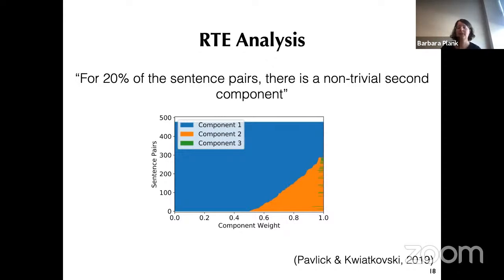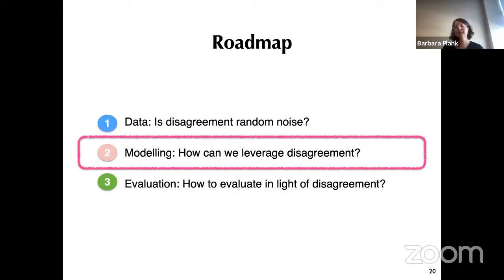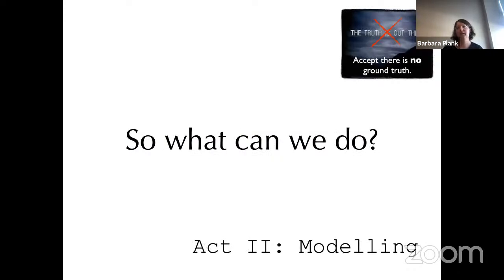I think this is a very nice study, and it really nicely shows that disagreement distributions are not unimodal, at least not for this task, and they contain inherent disagreement signal. So given this evidence, the question that comes next is obviously, okay, what can we do about it? I would argue that maybe it's time to just accept that there is inherent disagreement, and we are better off embracing it in modeling.